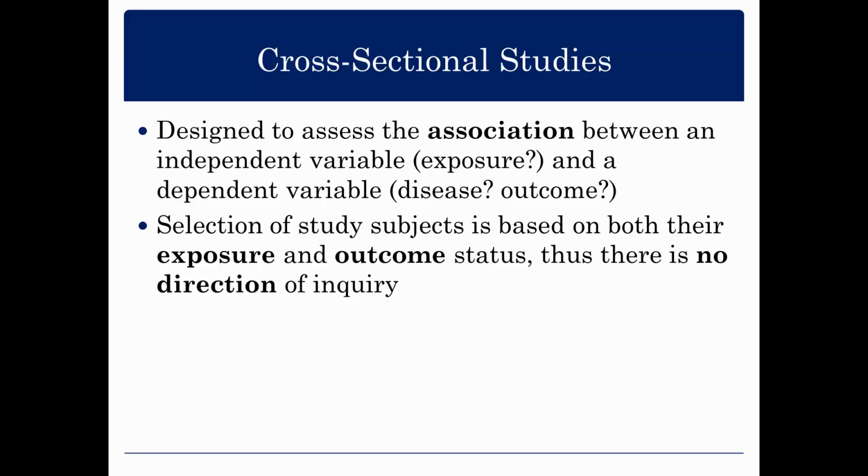When we select our study subjects, we're really sampling from a population based on both their exposure status, so what is their independent variable of interest, and their outcome status. What is their disease outcome? Are they healthy? Are they diseased? And since we don't really have valid information about which came first, the exposure or the outcome, we have no direction of inquiry. We can't say X followed Y or Y followed X, only that we tend to see these two things together more frequently than not.